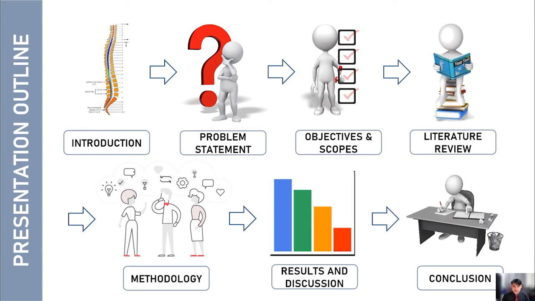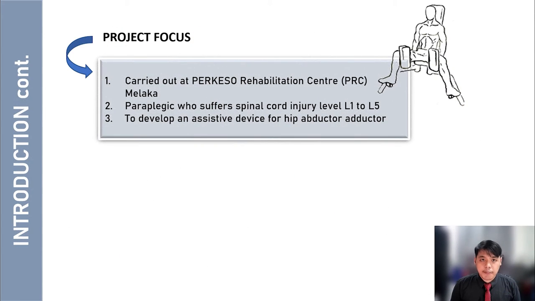Lastly is the conclusion. As I recap my FYP 1, my project basically will focus on paraplegic who suffers spinal cord injury at lumbar vertebrae that involve lumbar nerve of level L1 to L5. Injuries generally result in some loss of function in the hips and legs. To improve the quality of patient's life and also to be able to perform normal daily tasks, the development of an assistive device for hip abductor adductor is a major help for the patients.